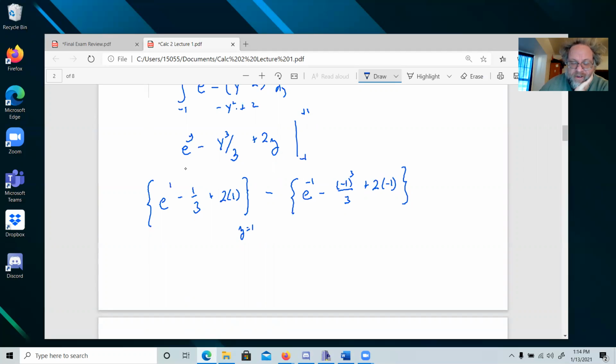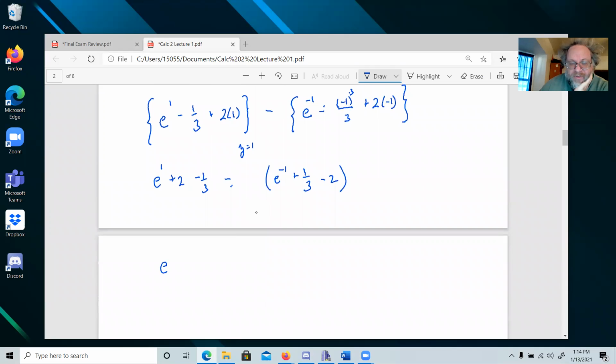Okay, so let's go ahead and evaluate this part. This one, there's not a lot we can do with this, right? This is e to the 1 plus 2 minus 1/3. We'll come back to that. Minus, parentheses, e to the -1. -1 cubed, that's what? That's -1, isn't it? We have minus a negative, so we're going to have a positive 1/3 here. Okay, and then we have a -2. But don't forget this negative here. Okay, so we have e to the 1 plus 2 minus 1/3 minus e to the -1 minus 1/3 plus 2. Negative times negative. All right.